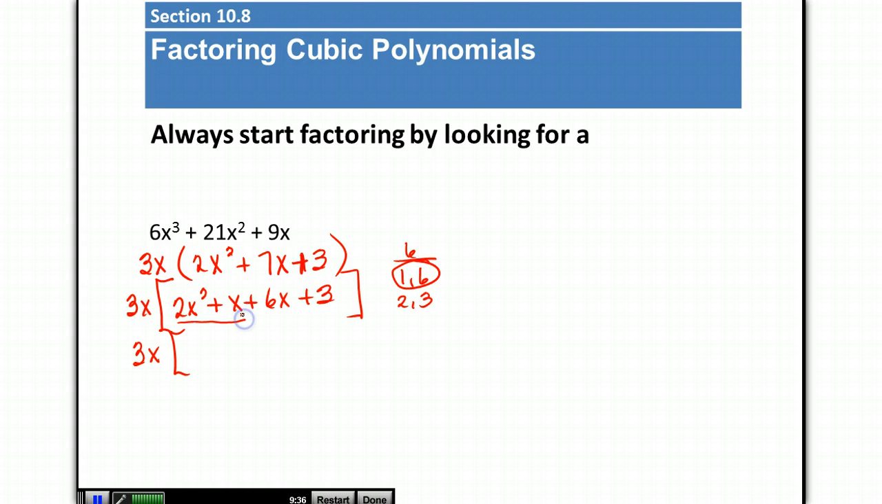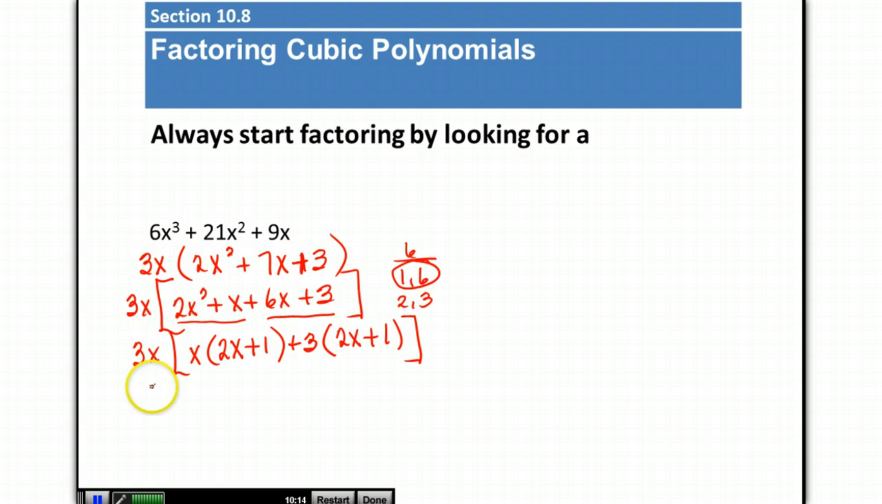What do these first two terms have in common that we factor out? X. If we factor out an x, what do we have left? These second two terms, what do they have in common? A 3. So if we factor out a 3, factoring out a 3 means we're dividing each of them by 3. So what do we have left? 2x plus 1.